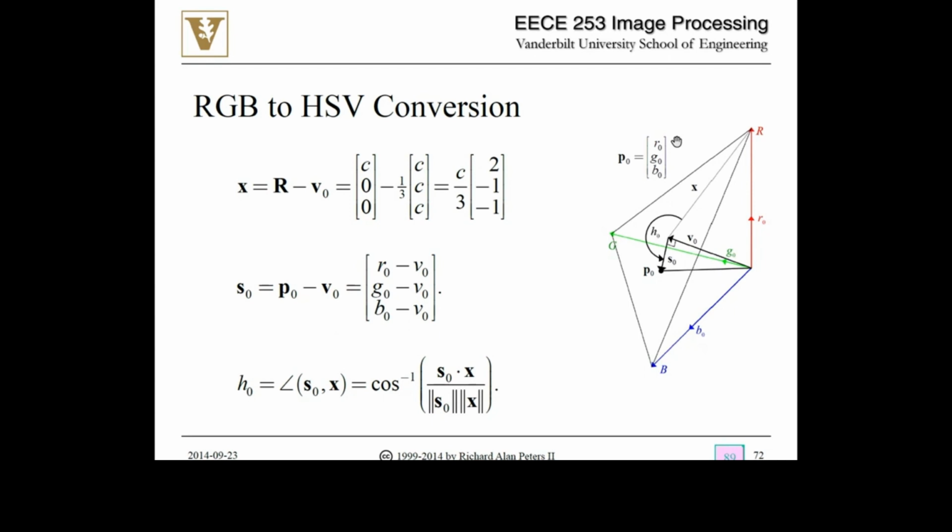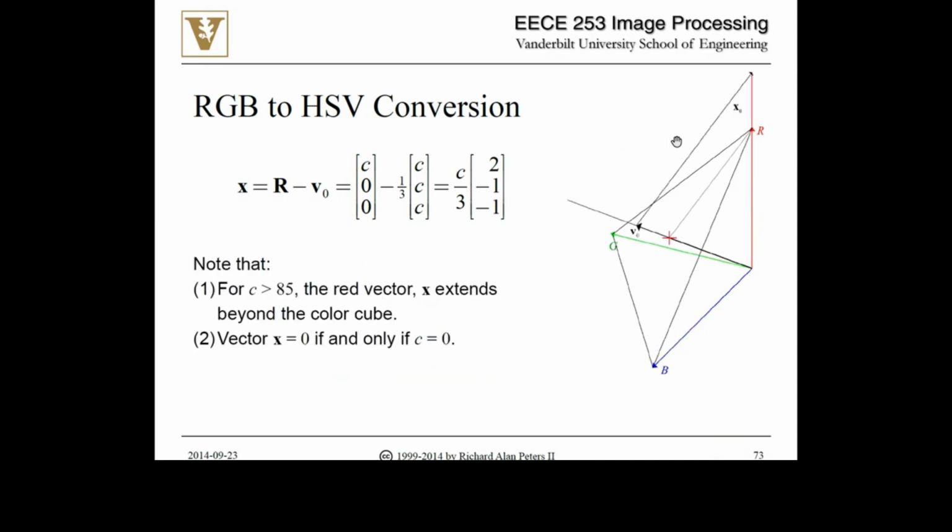And which one is the one associated with the number of photons of the HSV? V, this V. Okay, so yeah. There is a note here that if C is larger than 85, then this intersection point is farther than the color cube, but it doesn't matter, it is well defined.